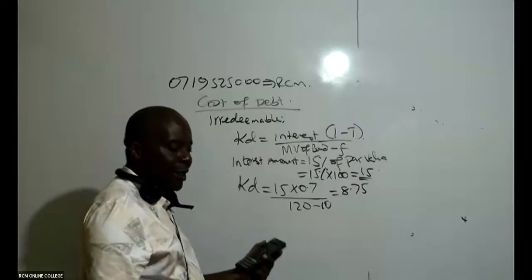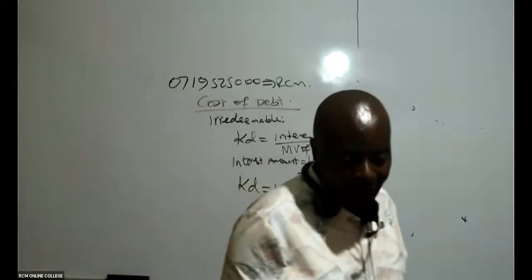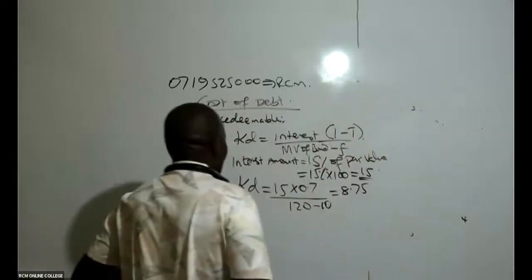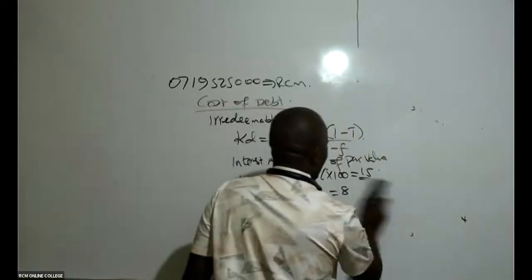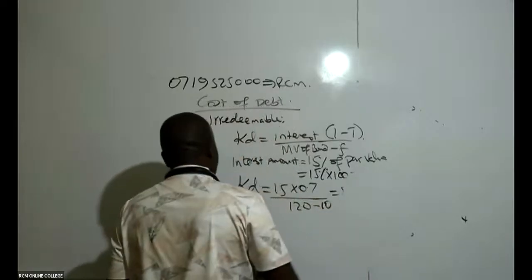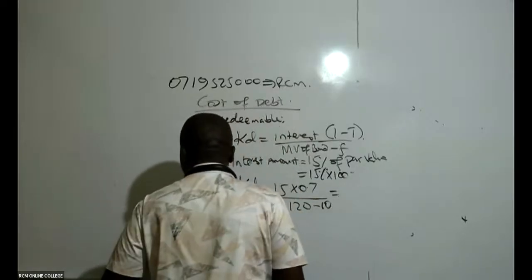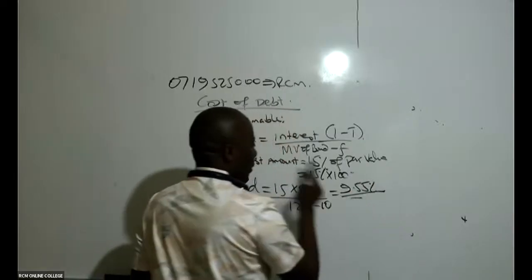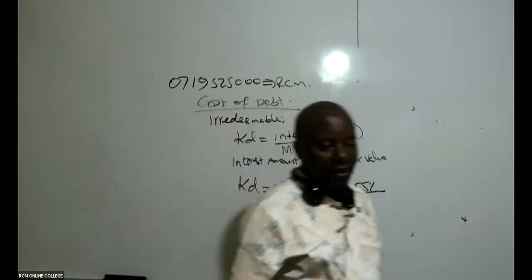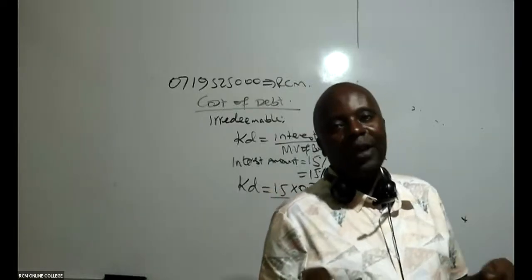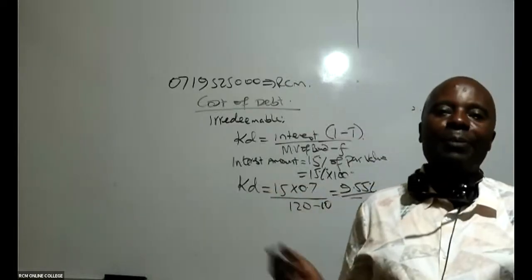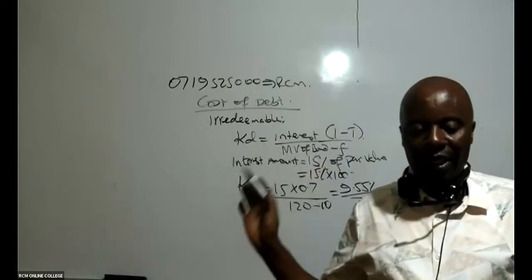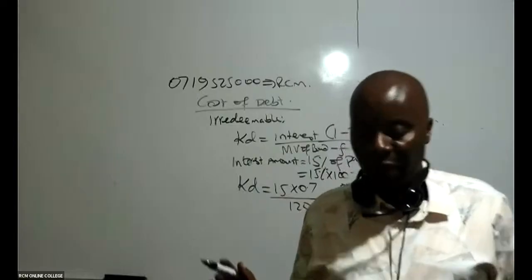Now we are getting what here? 9.55%. Are we now together? Are we together on 9.55%? And fortunately, here we don't have any preferential capital. In our capital structure, there's nothing like preferential capital. So now we are through with the cost of capital.